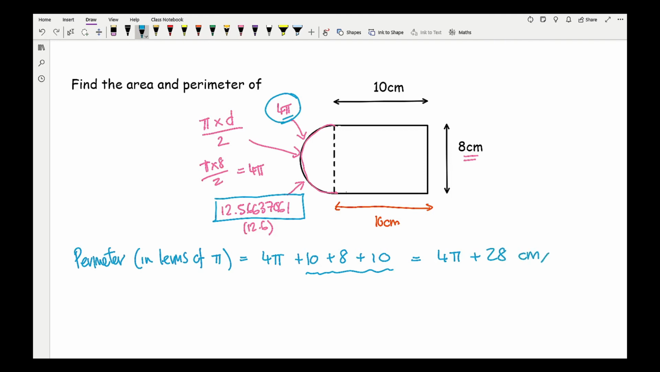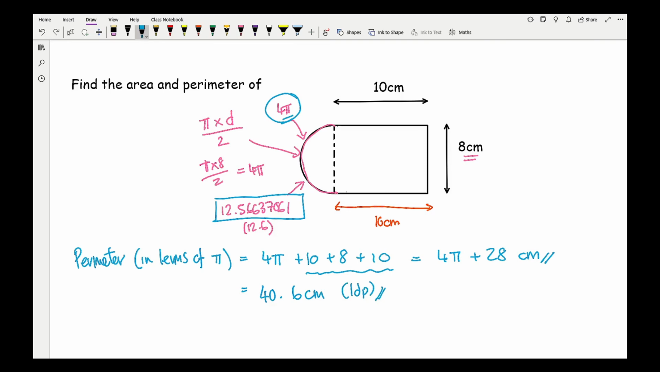in centimeters. Now if I was not giving my answer in terms of pi, then all I need to do is just simply add all of those numbers up. So I've got 12.56637061 plus 10 plus 8 plus 10, and that gives me an answer of around about 40.6 centimeters, and I've rounded that up to 1 decimal place.